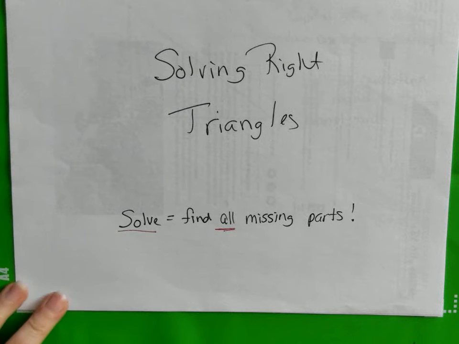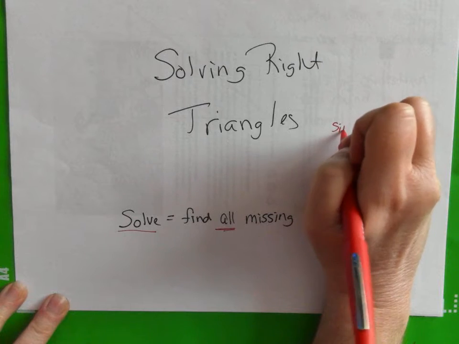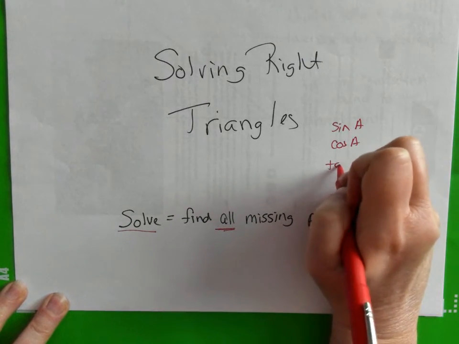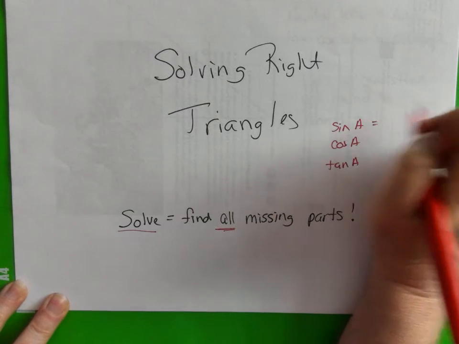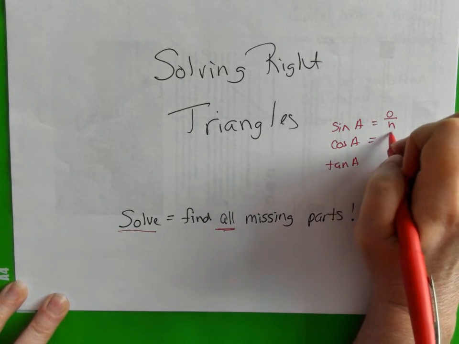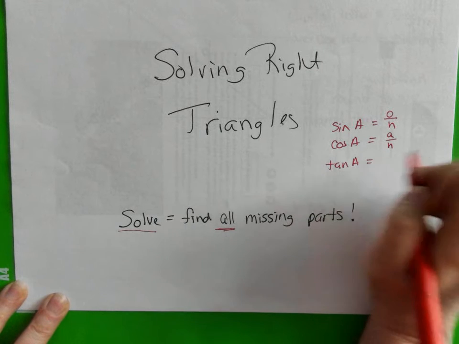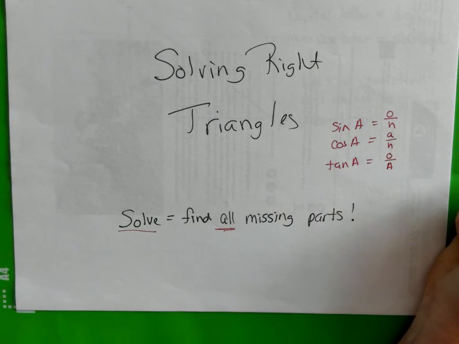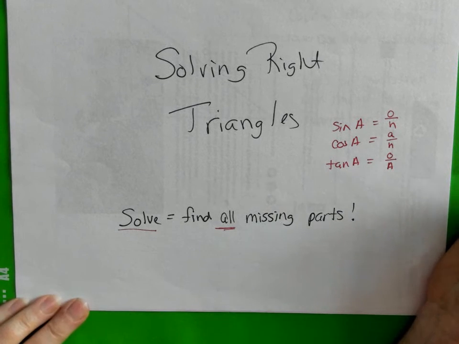Now, things that we can use. We can use the sine of an angle. We can use the cosine of an angle. We can use the tangent of an angle. Remember, sine is opposite over hypotenuse. Cosine is adjacent over hypotenuse. Tangent is opposite over adjacent. Remember SOHCAHTOA.